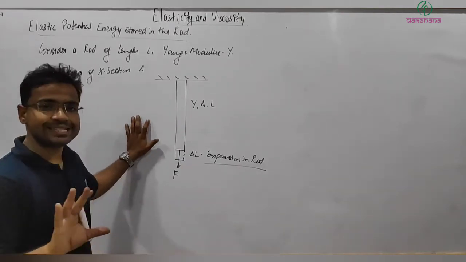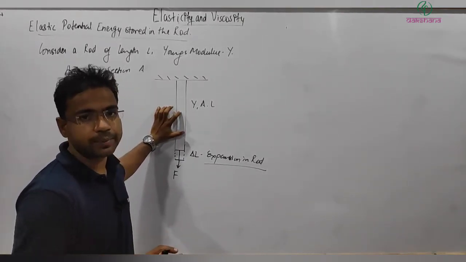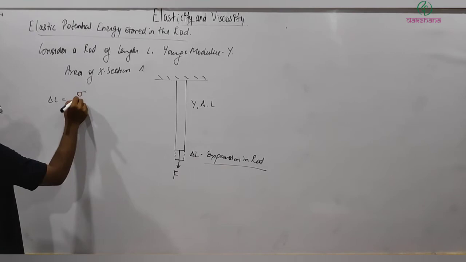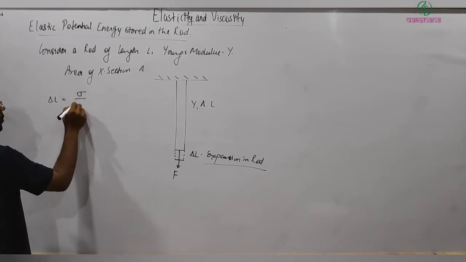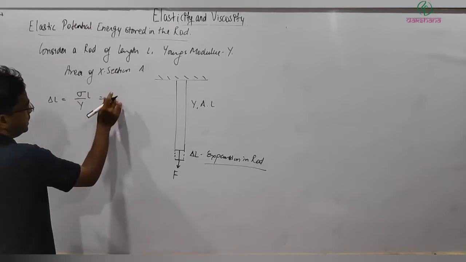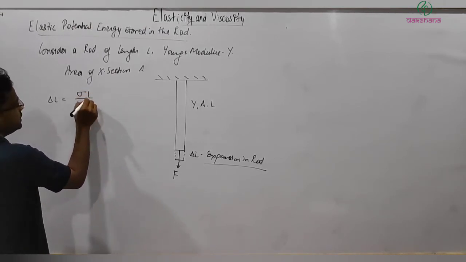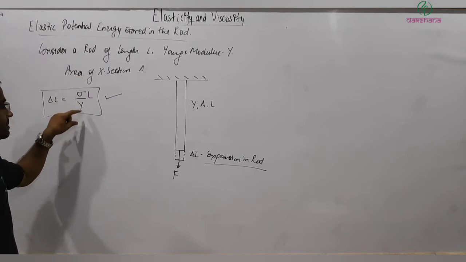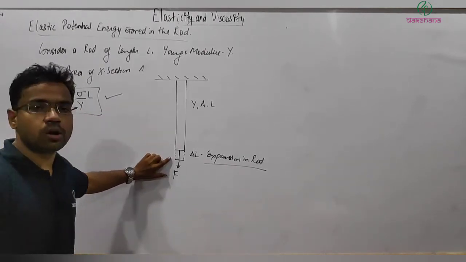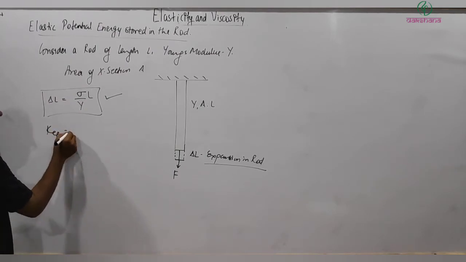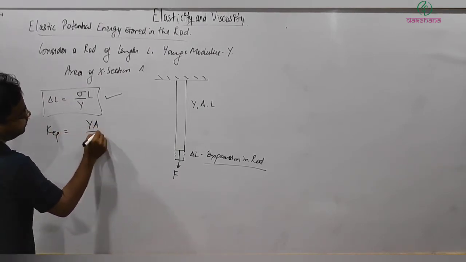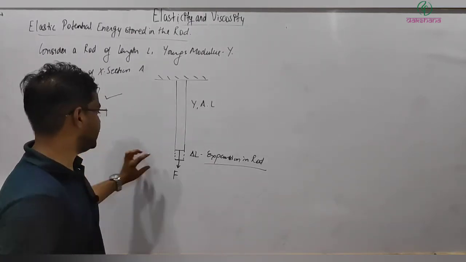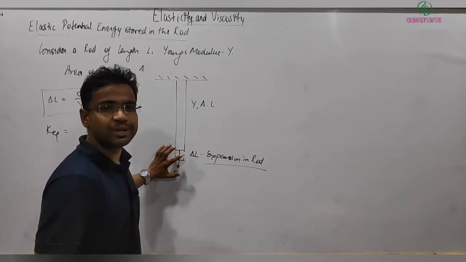So first thing is we can answer very easily by treating it just like a spring, is it? So let me first get the expression for delta L. Delta L is equal to stress upon Y into L. Let me write the expression in terms of only stress, because delta L by L will be strain, and Y is equal to stress by strain, and this is what we are getting, the expansion in the rod, delta L. K equivalent is equal to YA by L, this is K. So if this is a spring, K is YA by L, expansion is delta X equal to delta L. Then what is the energy stored in this spring?